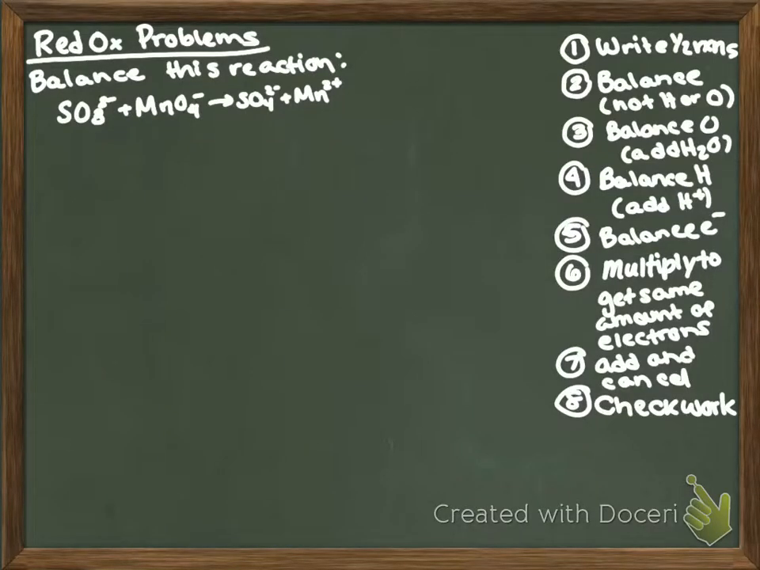In this video, we'll be looking at redox problems. We've got a few simple steps, 1 through 8, listed over here on the right side so that we can follow along. Now, I've already got my problem laid out here, and it says balance this reaction.